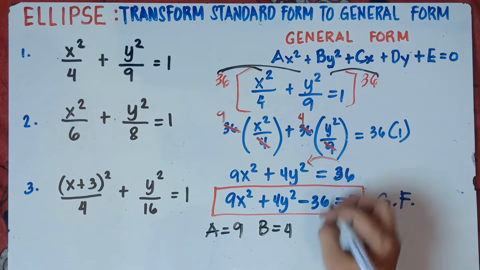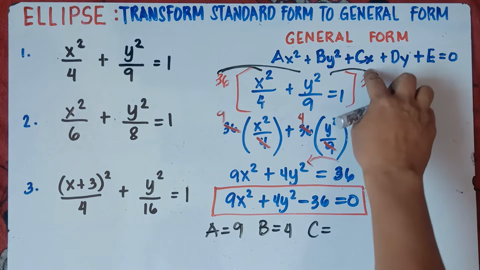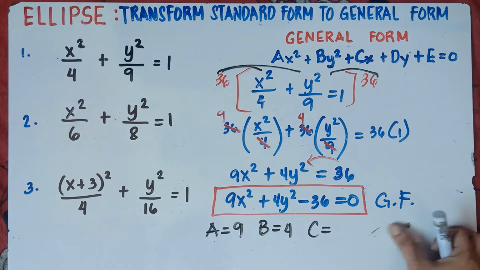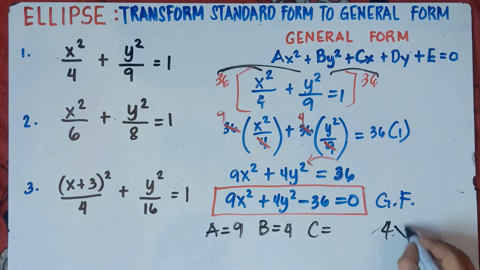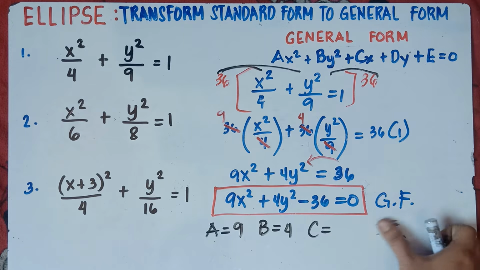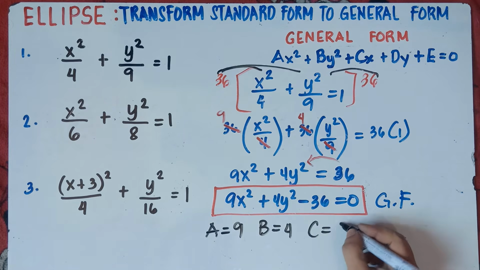Our C is beside x with exponent of 1. Do we have it here? Nope, we only have x squared. We don't have x with exponent of 1, for example a linear term like x. Do we have something like that in our equation? Nope, we don't. So our C is 0. If we don't have the value of C, just write 0.